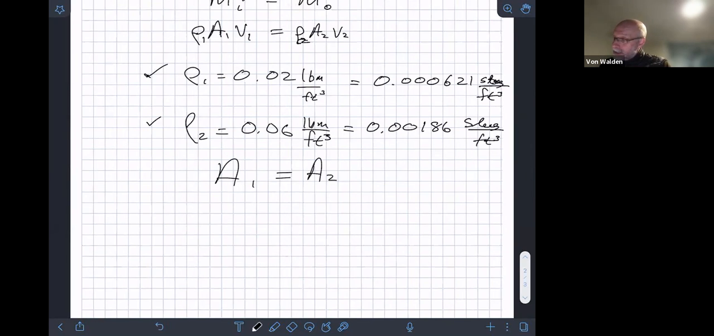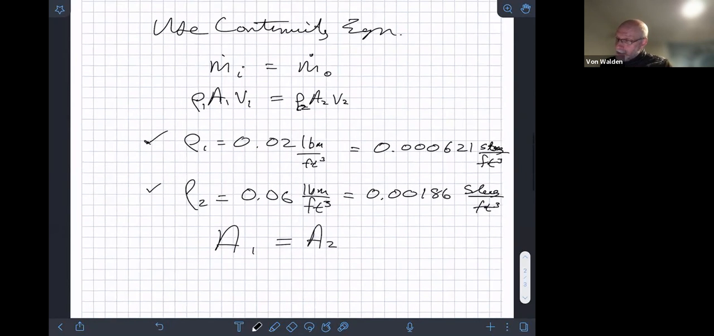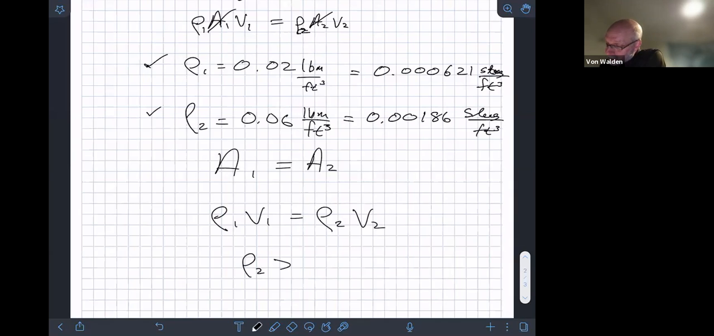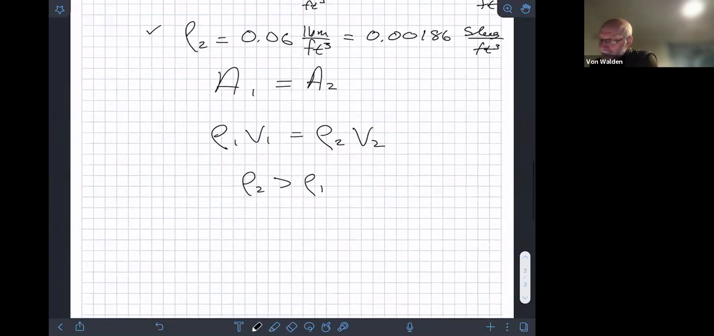So think about this just for a second. If we raise the density of this fluid, what is going to happen to the velocity? So we know at this point, the A's cancel from this equation because they're equal. It's an equal diameter. And we have rho 1 V1 equals rho 2 V2. And we know that rho 2 is greater than rho 1. So what should we expect the velocity at V2 to be? Because the density is increasing, we're going to actually expect V2 to be less than V1.